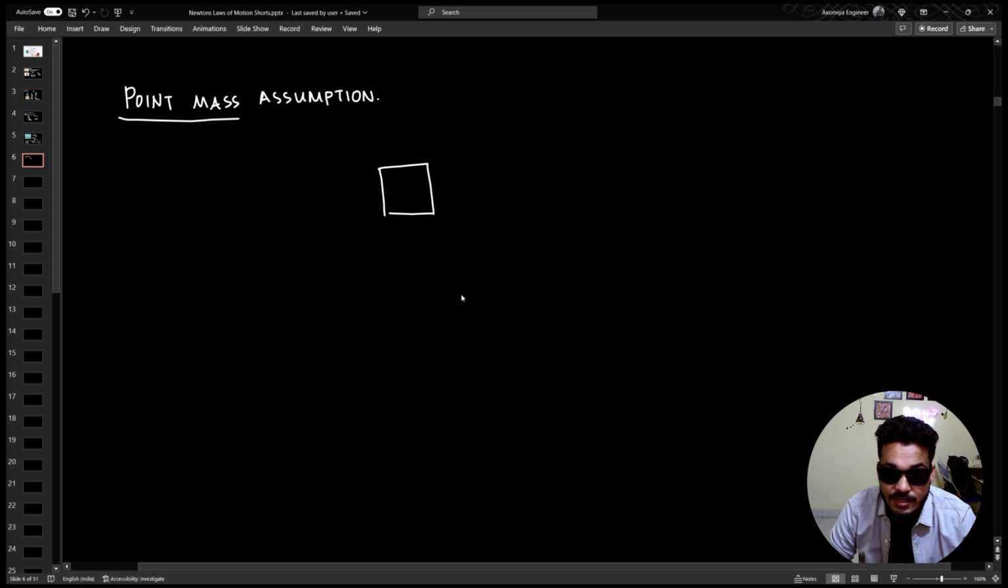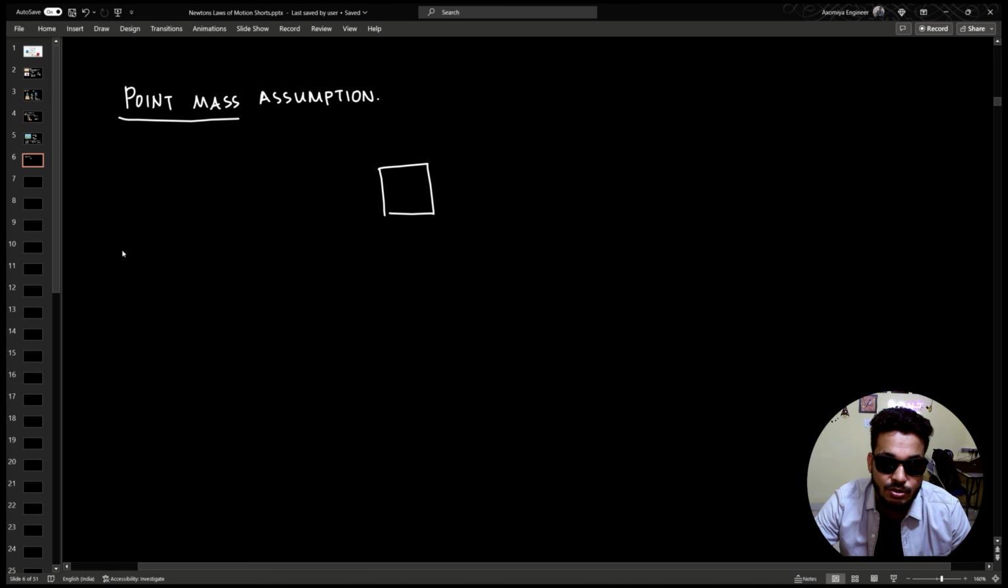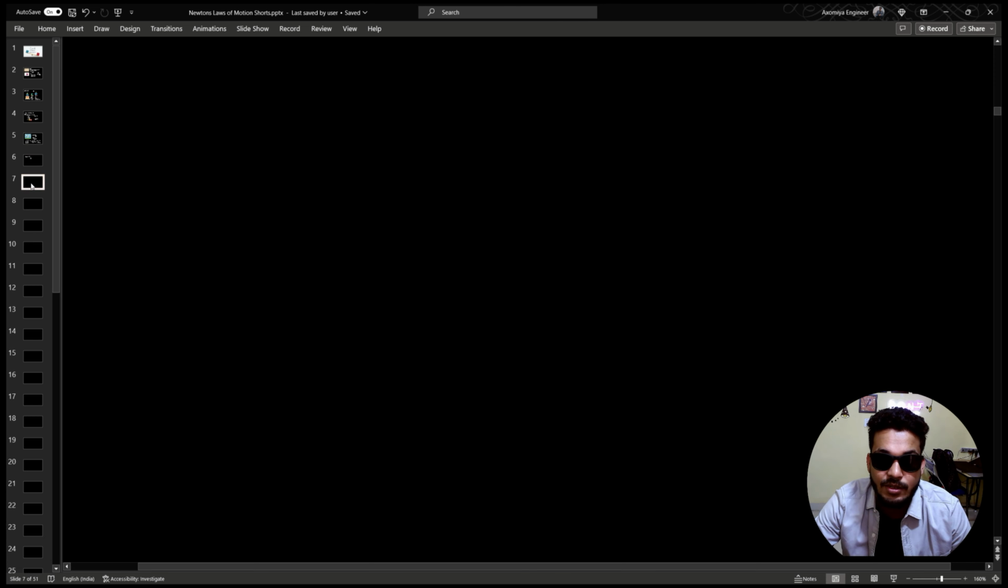Now in the point mass, the only thing we need to worry about is the force, the linear force, right? We don't have to worry about whether it's creating any sort of rotation or not. So that is the point mass assumption. That is always valid in case of Newton's second law and the first law and all the three laws actually, right? Now that is something that I wanted to talk about.